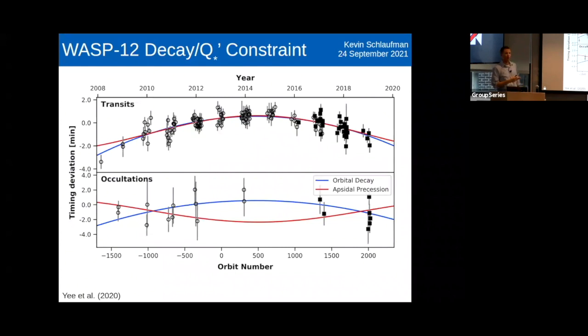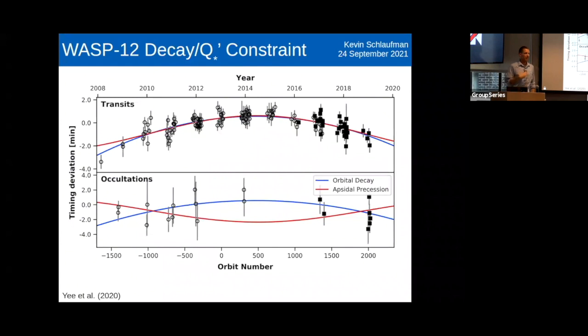And once you have both of those data, you can easily disentangle the point where if it was precession, then the transits would be getting closer and the occultations would be getting further apart, whereas they would both be getting closer together if the orbit was shrinking. And that is indeed what they saw.